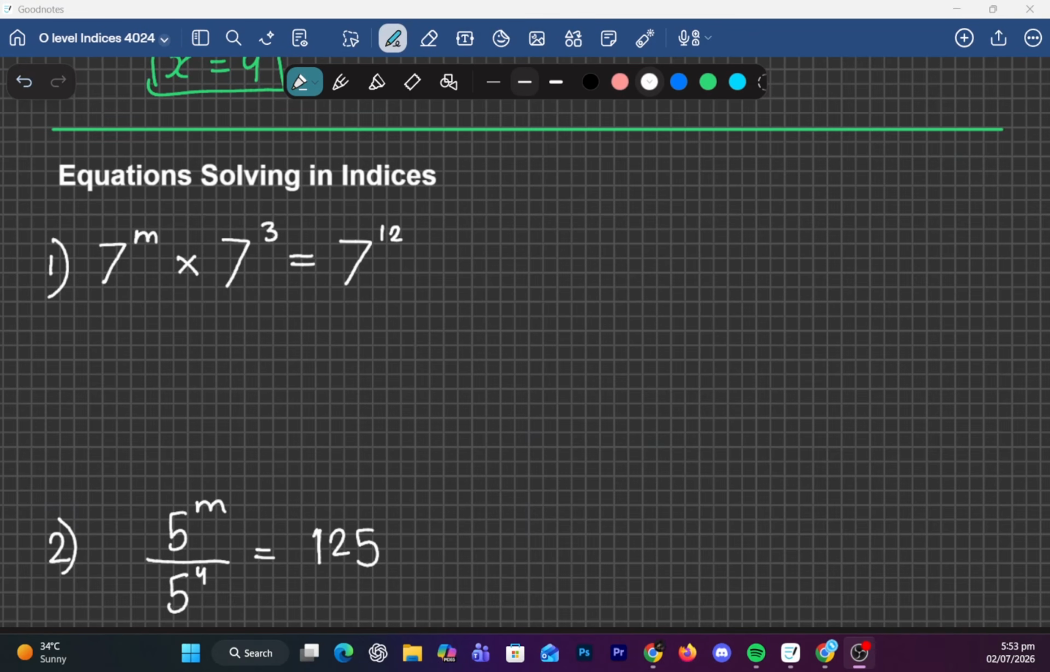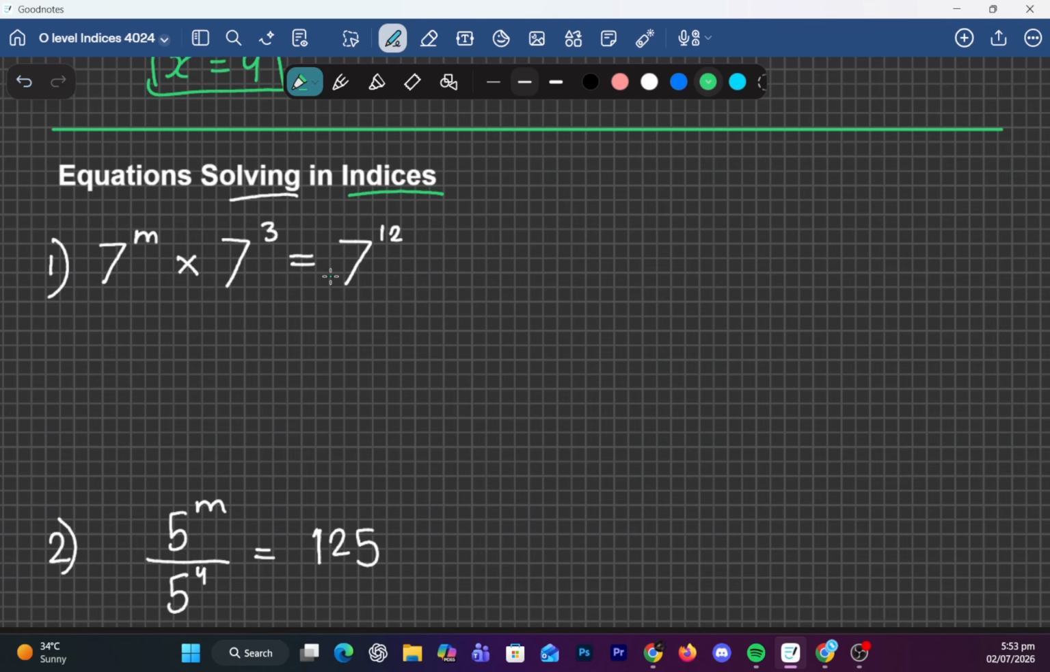So in this video we are going to see equations involving indices. Previously we have learned each and every rule of indices separately and thoroughly. Now we will see how to solve bigger and more complex equations of indices that contain more than one or two rules of indices.